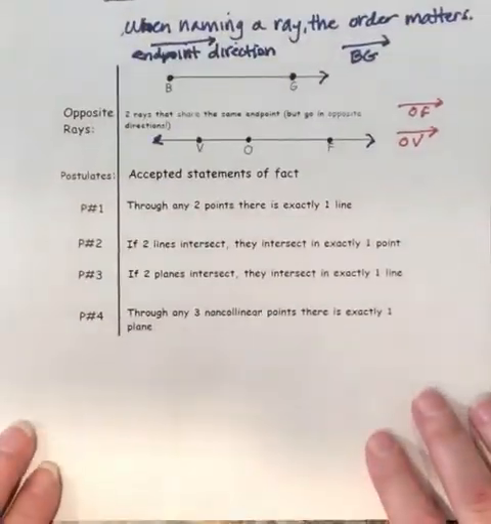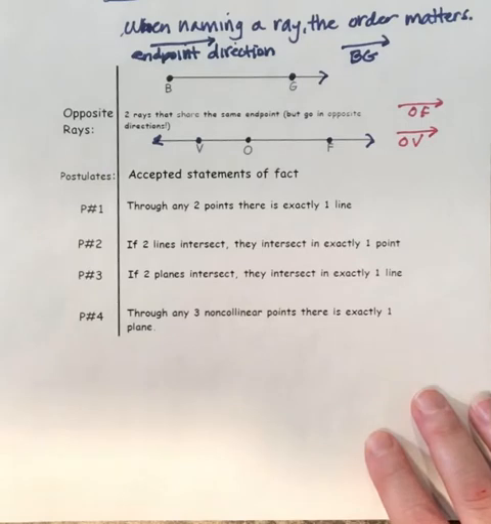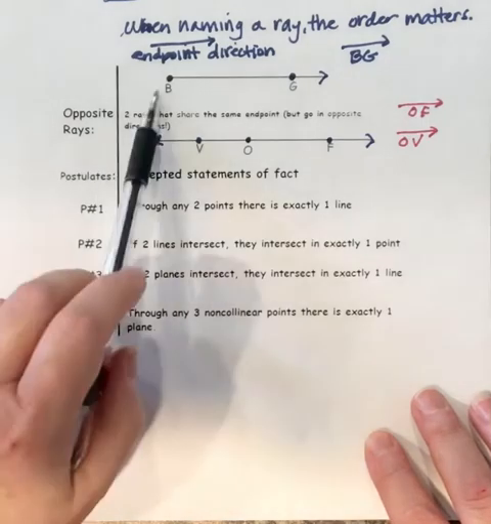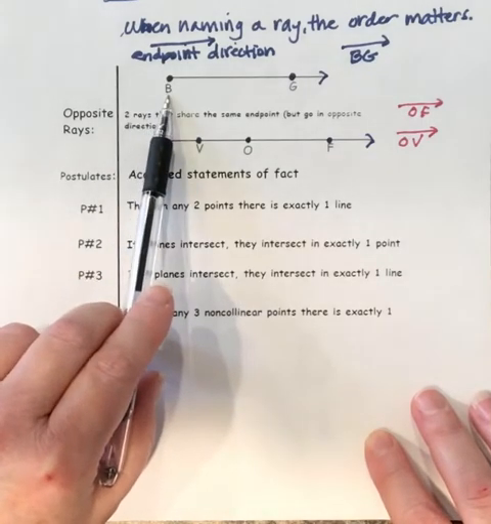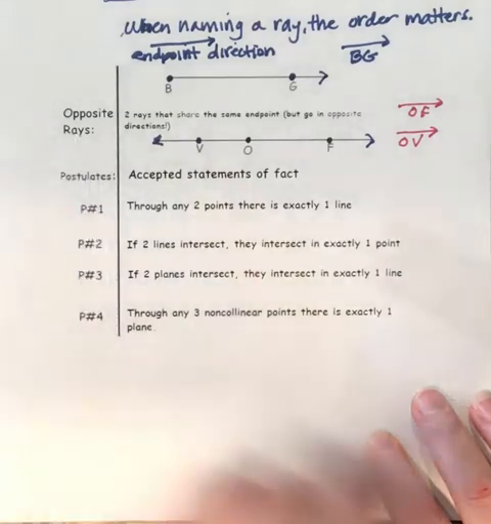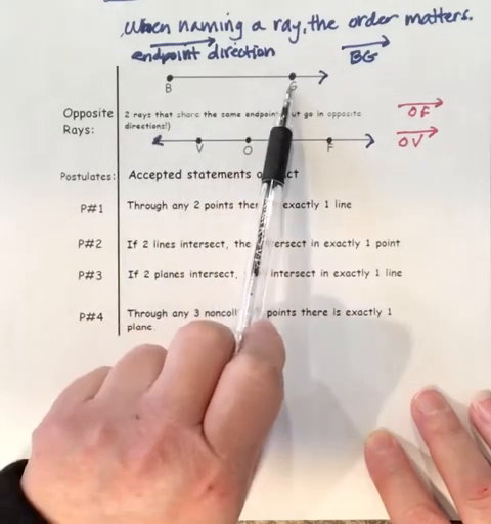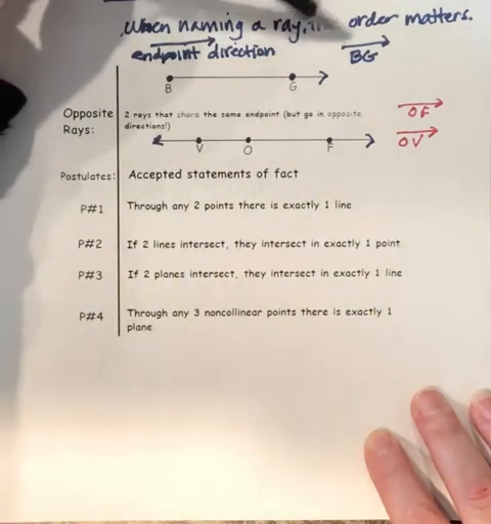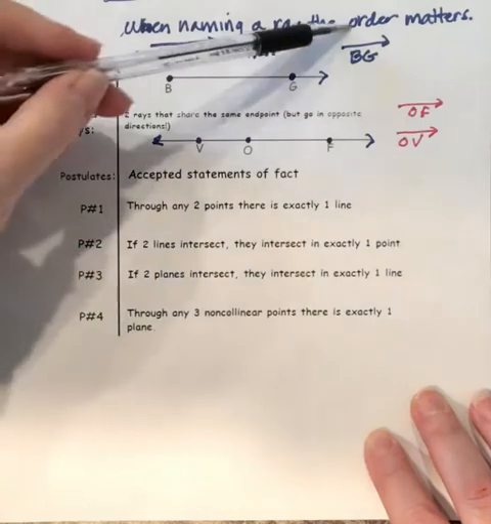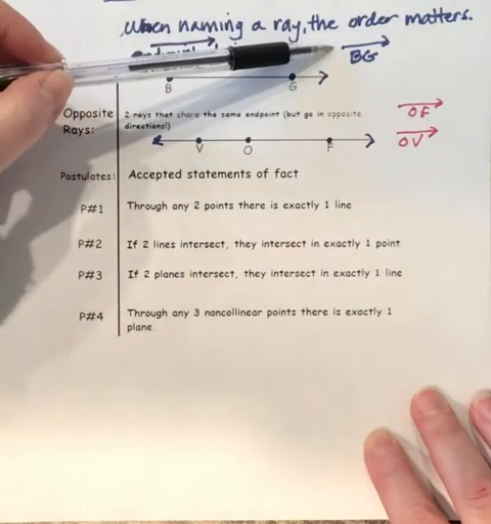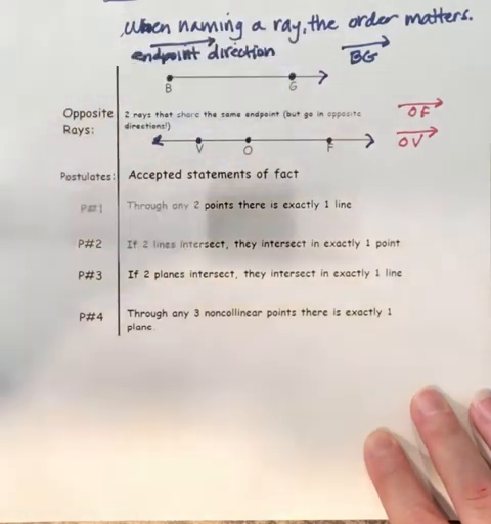So the order of points does matter because it's indicating the direction of the ray. For example, I have to name based on the endpoint, which strangely enough is actually the starting point, and then the letter that indicates the direction the ray is going. So this is ray BG, and here's my arrow. Now the thing with the symbol, the arrow is always going to point to the right no matter what. To understand what ray you're talking about, again, it's the order of the letters. The first letter is the endpoint, and the second letter is the direction that the ray is going in.